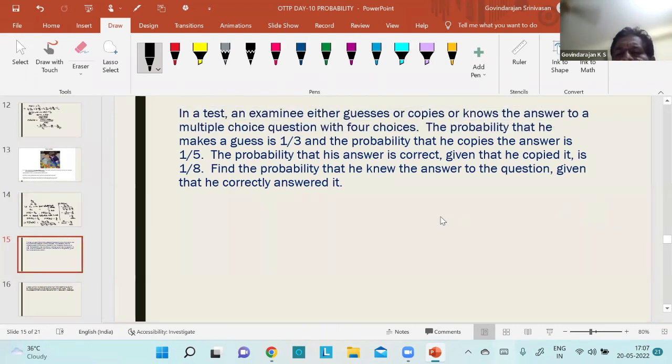Yeah, students often find this question difficult. Some students make mistakes in it. This is a very famous question, and many test exams ask these questions.